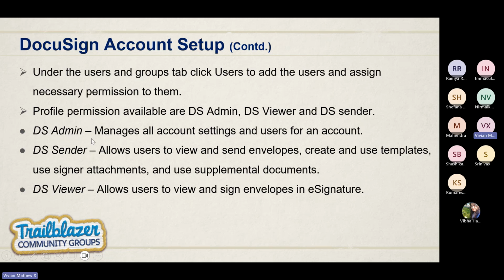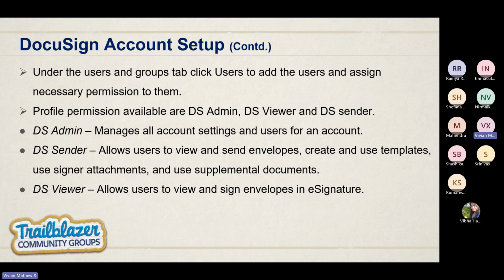DocuSign admin, as you know, gives full privilege to that particular account. The user will be able to make all the changes, add users, and create reports and envelopes in DocuSign. Sender will have some restricted privileges: they will be able to send and view documents, create templates in DocuSign, and also add supplemental documents. Viewer has the least privileges in the DocuSign account. They will be able to view and sign other documents alone.